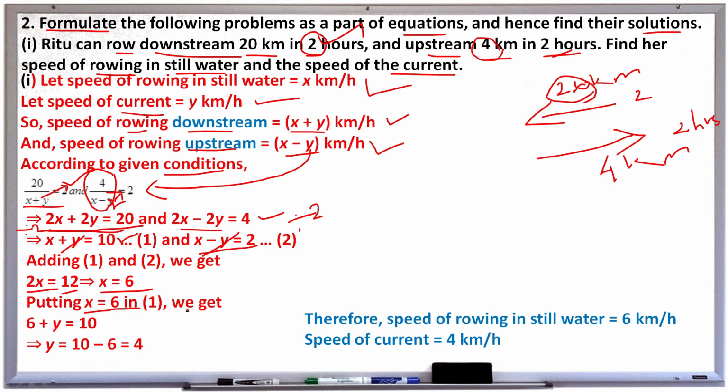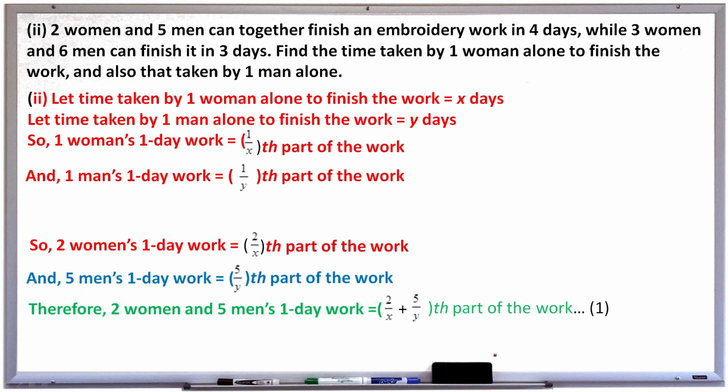Putting x value in equation number 1, we get y plus 6 is equal to 10. We want y, 6 bring to the right hand side, 10 minus 6 is equal to 4. Therefore speed of rowing in still water is 6 km per hour, that we have taken as x, and speed of current y is 4 km per hour.